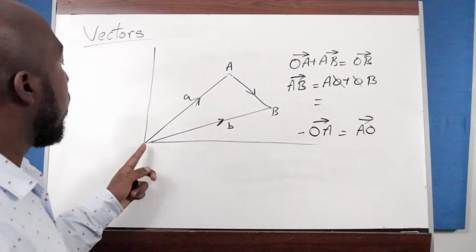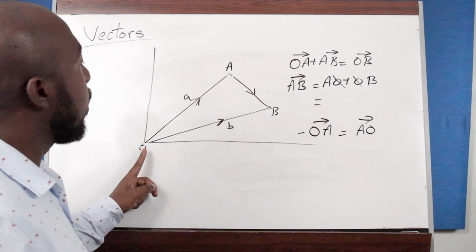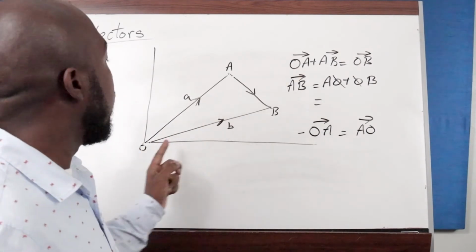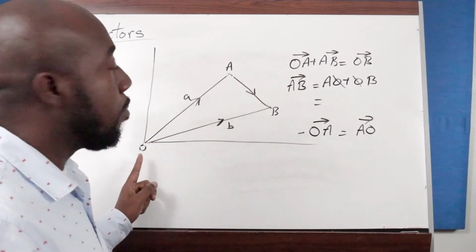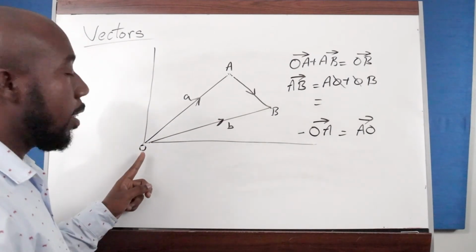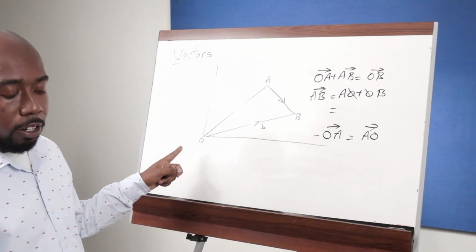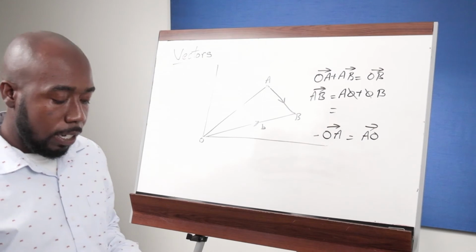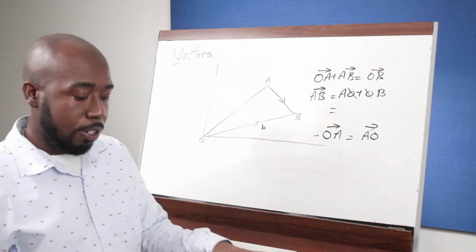Also note here, because we started from the origin, OA and OB are what we call position vectors. Vectors that start from the origin are called position vectors. Now let us look at an example. We work an example together.